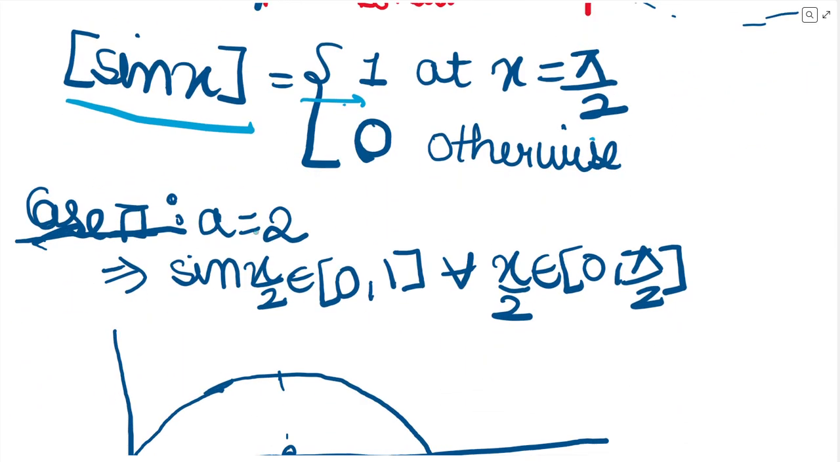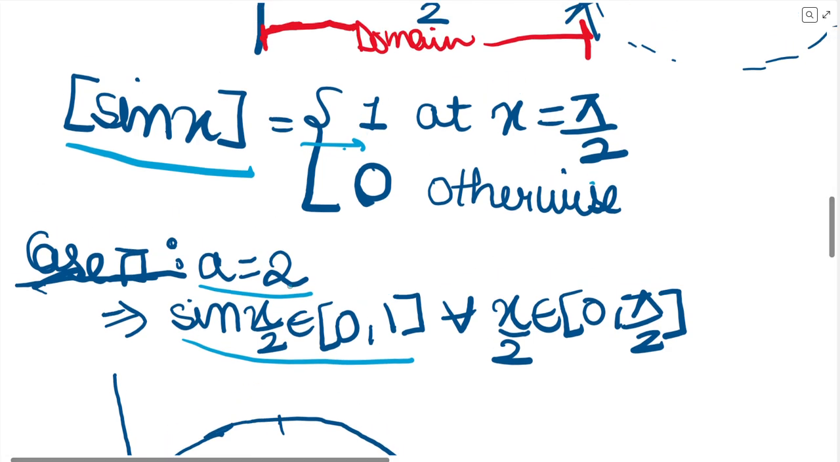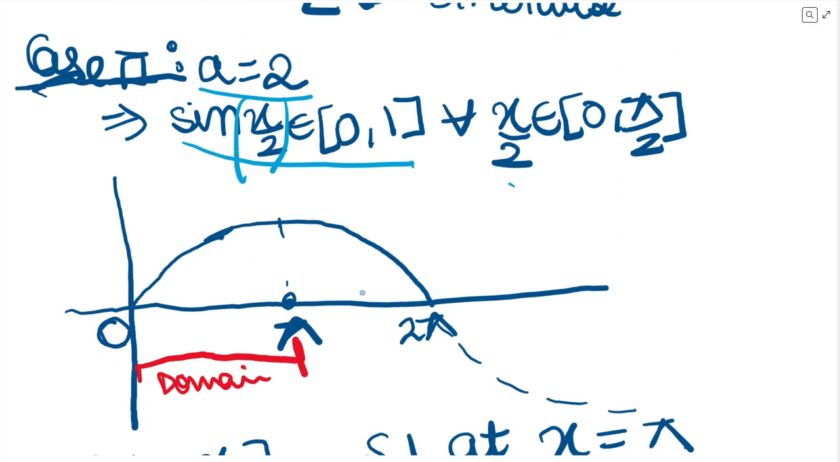Next, now we have to find the pattern. So we'll take a as 2, then we have sin x by 2. Now again we are saying that sin x by 2 belongs from 0 till 1, where x by 2 belongs from 0 till pi by 2. Since we are looking for sin x by 2 here, we won't look for x, right? We'll divide it by 2 to get the interval of x by 2, right?